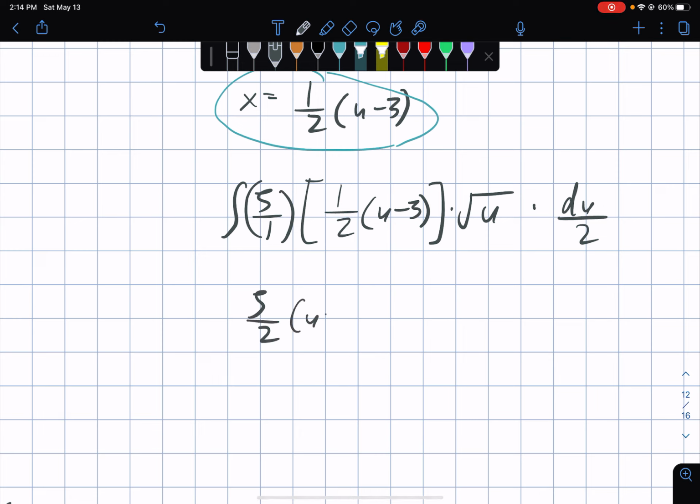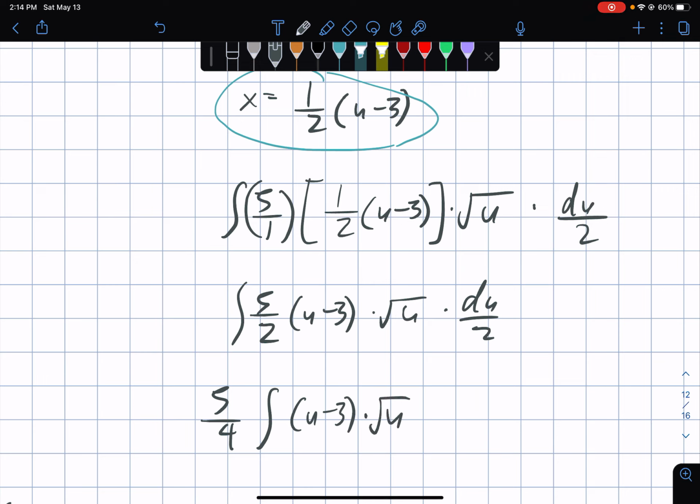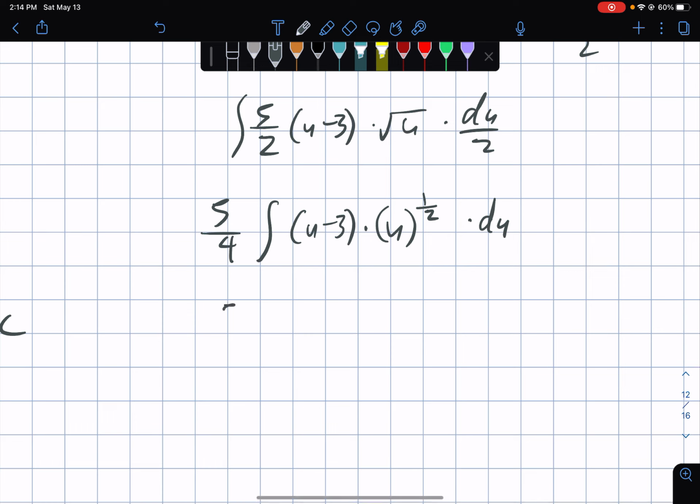So we have 5 over 2 times the quantity u minus 3 times, oh yeah, by the way, the 5 over 2, we'll just write that for now, and then copy this, and then this one gets multiplied with 1/2 from du over 2. That's gonna amount to 5 over 4. That's before the integral sign, and then we have u minus 3, and then square root of u. Convert the radical sign into exponential form, so you write something like this, and then u times u raised to 1/2, that's gonna be u raised to 3 over 2, and then minus 3u raised to 1/2 times du. 5 over 4.